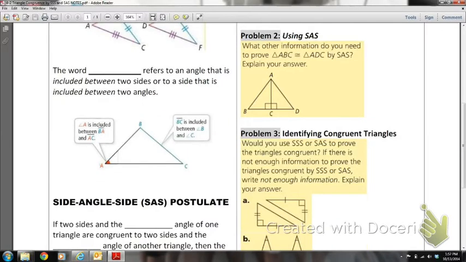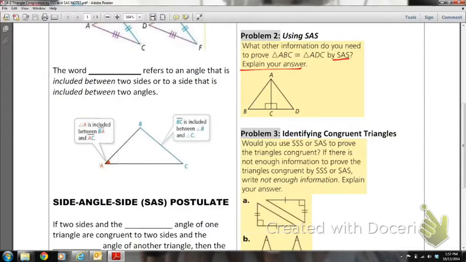In problem 2, you're asked what other information do you need to prove that triangle ABC is congruent to triangle ADC by side angle side. So it specifically wants you to use the side angle side postulate. And of course, explain your answer. So let's look at the diagram and see what the diagram tells us.